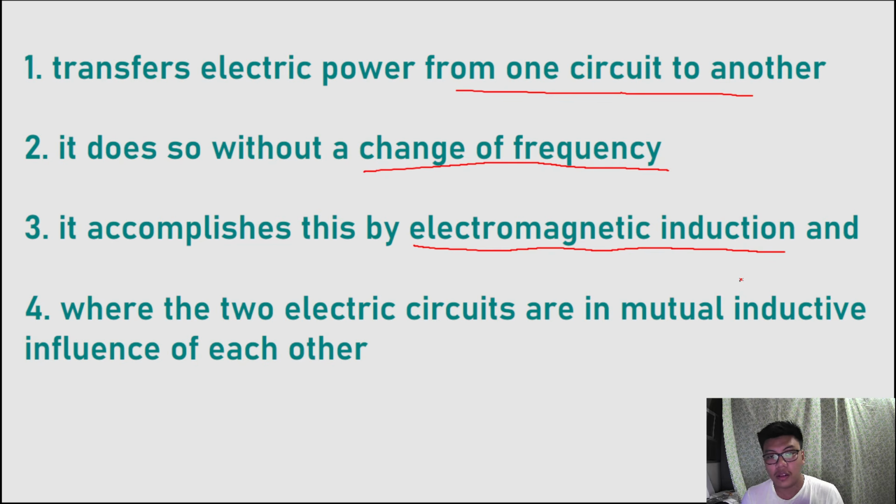So, malinaw sa atin yung electromagnetic induction, no? Where the two electric circuits are in mutual inductive influence of each other. So what does it mean when we say mutual inductive influence? So yung magnetic flux produced by two circuits, nakaka-apekto sa bawat isa. So that and also meron tayong tinatawag na mutual flux, no? So that is the flux common to each circuit, ano?